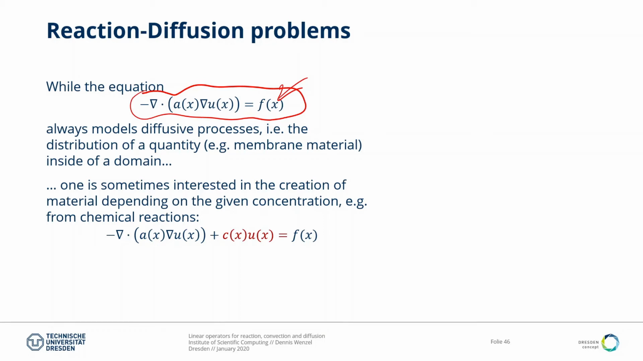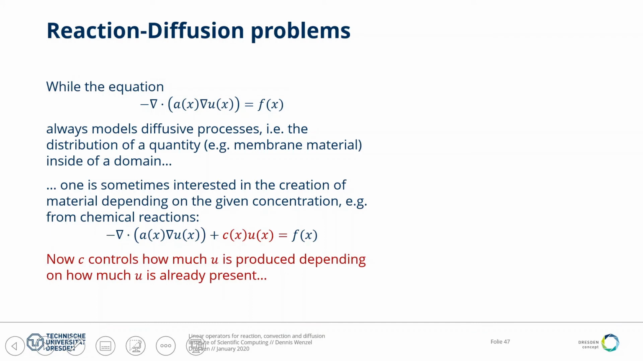That gives you a term that represents the creation of the quantity depending on the level of U that is already present. So if you look at this term here, then you see that this is essentially different from the F that we had before, because this one scales with U. So if you have a zero concentration U, then this term simply does nothing.